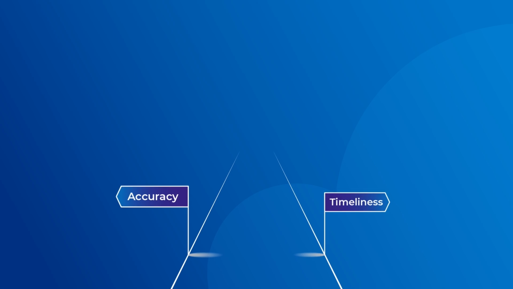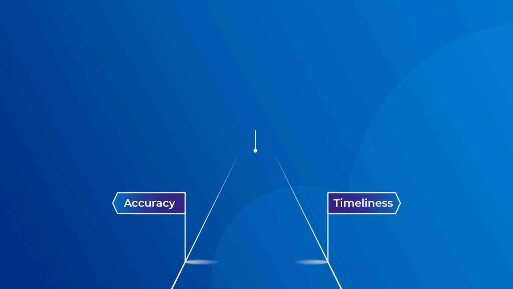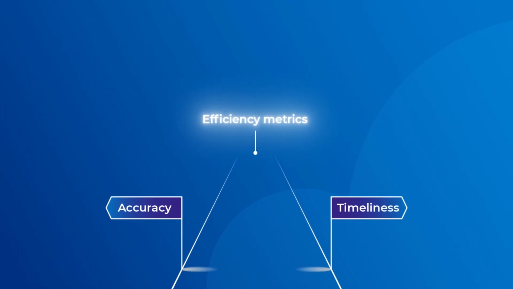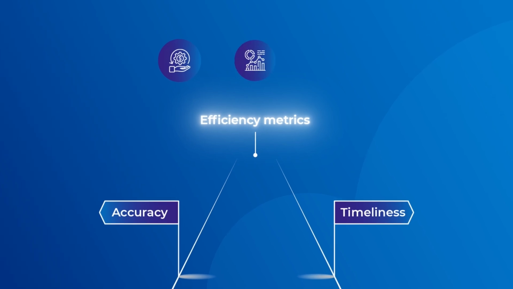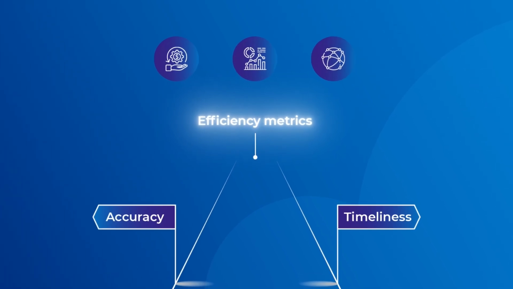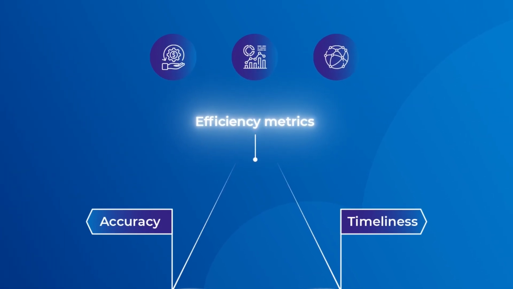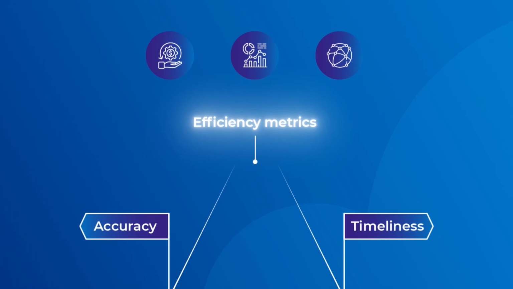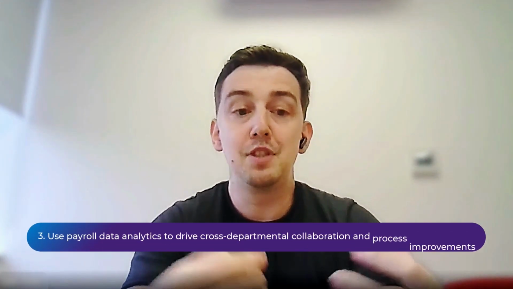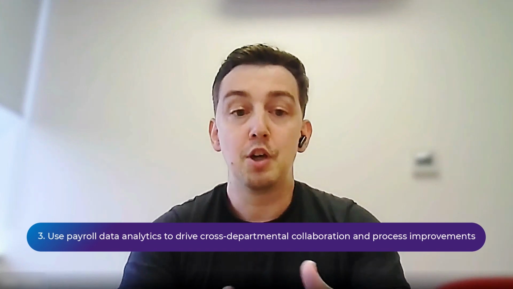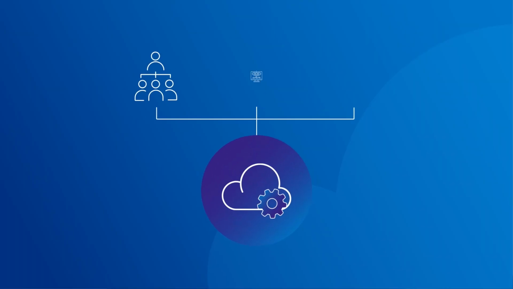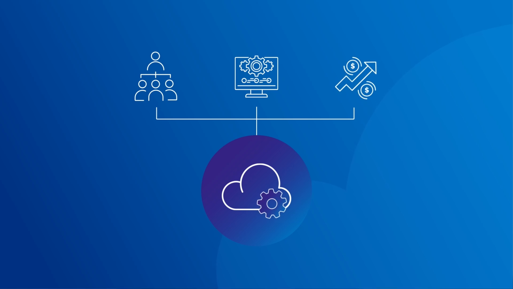Very easy to go back to accuracy and timeliness as your metrics, but that does not give you those efficiency metrics that you should be utilizing to get the real return of investment of moving to a data-driven model and a standardized global process. And the third tip is to use that data that is given to you across your departments and really use it to help collaborate on process changes to really bring that efficiency back into the rest of the business and make payroll strategic.